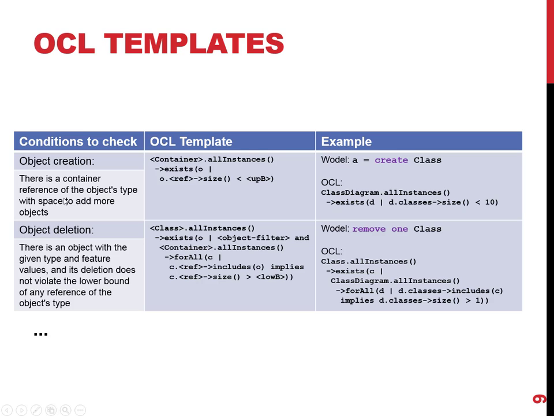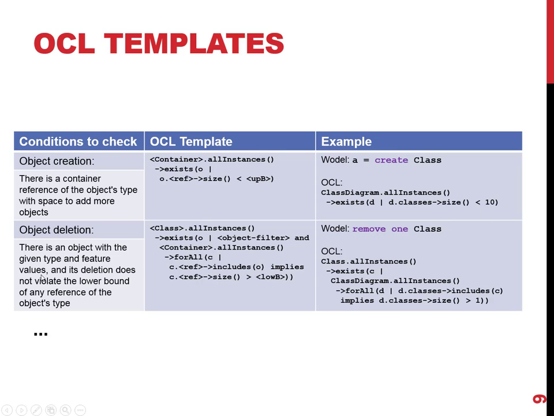In the case of the object creation primitive, it is demanded that at least a container reference of the object's type has enough space to store the new object. The derived OCL constraint for the mutation operator create class for this UML class diagram metamodel example checks that there exists at least one class diagram object which has its class's reference with enough space to store the new object. That in this case means that its contained classes are fewer than its upper bound, that in this case is 10.